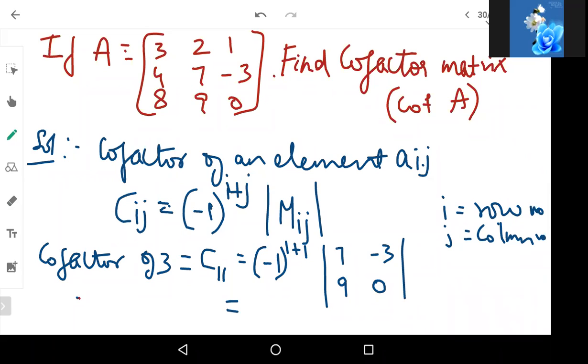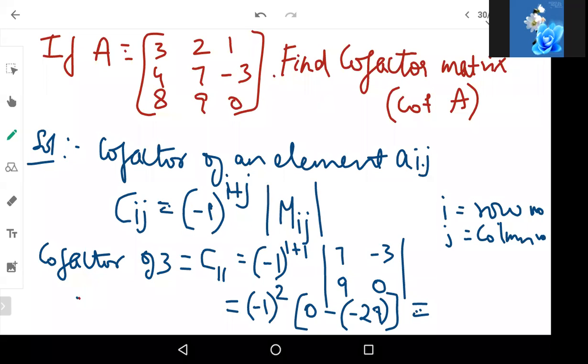So here, -1 to the power of 1 plus 1, that is 2. And then we have to simplify the determinant: 7 into 0 is 0, minus of 9 threes is minus 27. Minus 1 into minus 1 is plus 1, because minus into minus is plus. Then 0 plus 27, so I will directly write it as 27. So the answer is 27. This is the cofactor. 27 is the cofactor for 3. Everybody understood how to find the cofactors?